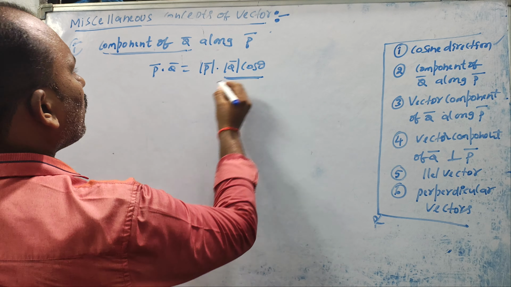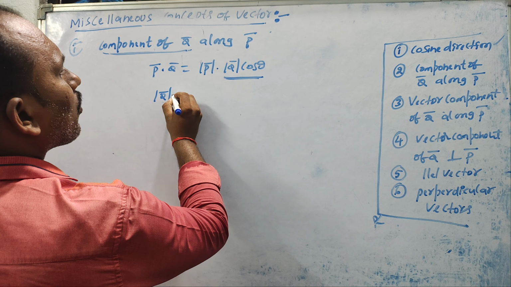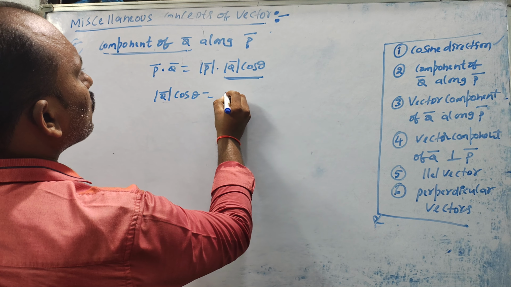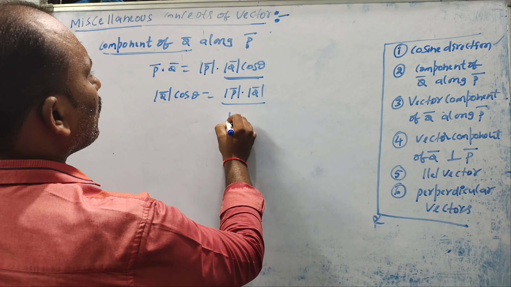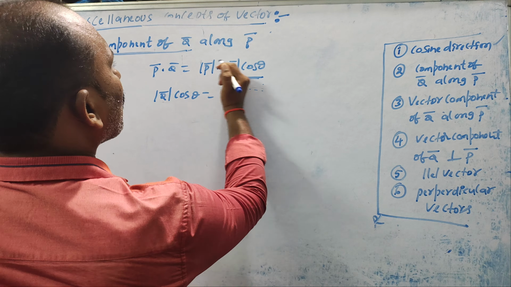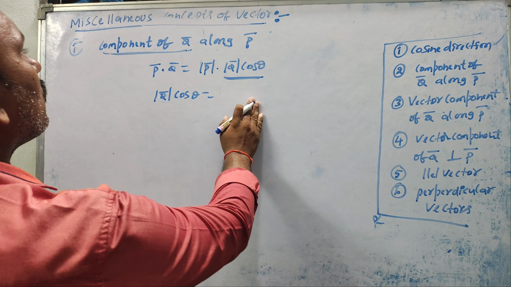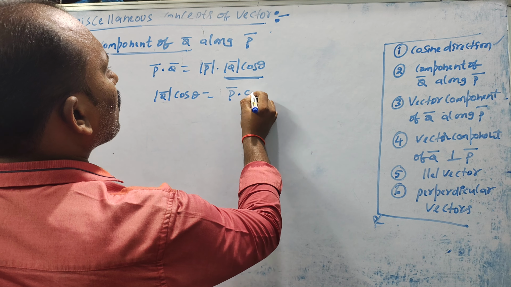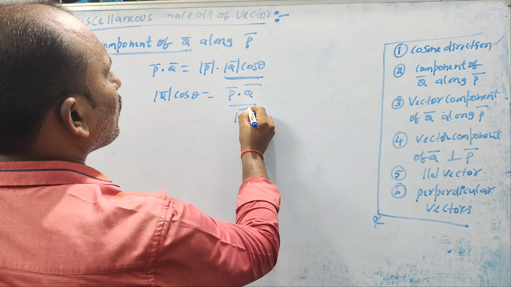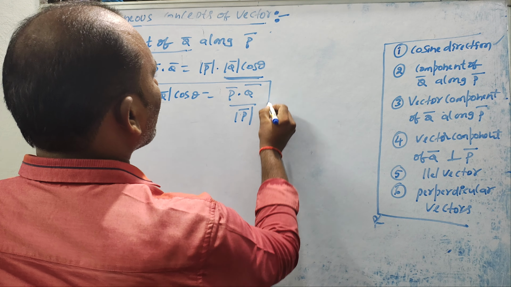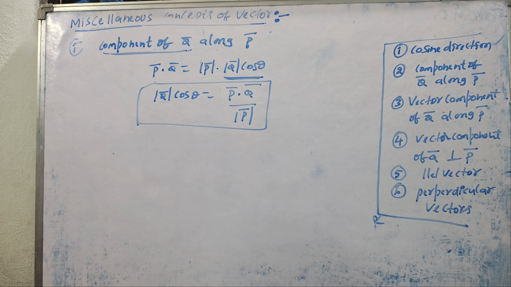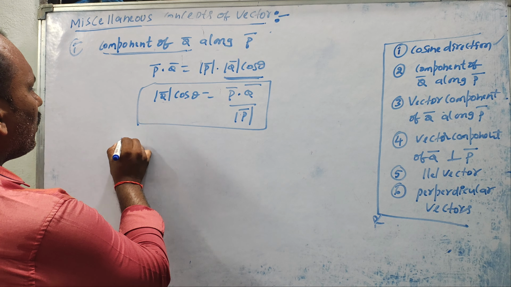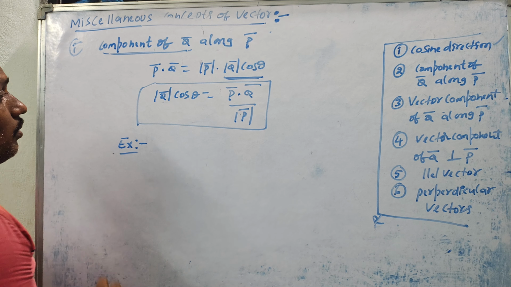So I am going to take this one. Modulus of q bar cos theta is equal to p bar dot q bar divided by modulus of p bar, moving the modulus of p bar to this side. So this is the way we have to find the component of q bar along p bar. Let's have an example so that people understand. So let's see the example.